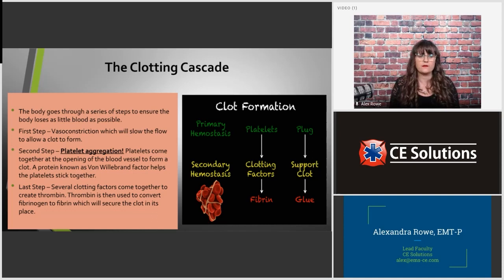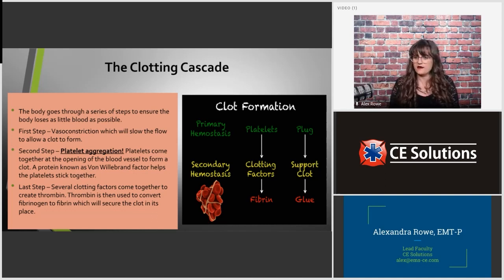Let's talk about how the body has a natural way of stopping bleeding. It's called the clotting cascade, and how clots are actually formed. So there are a few different steps the body goes through to actually help, because it does recognize that it's losing blood. The first step is vasoconstriction.